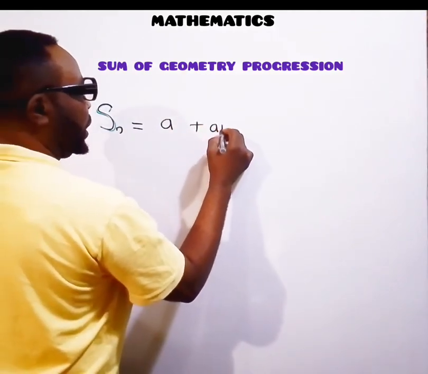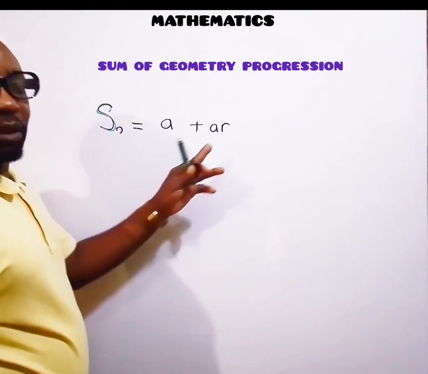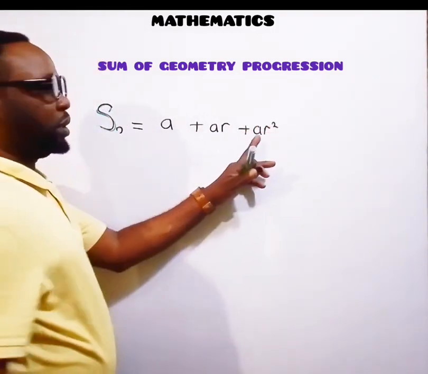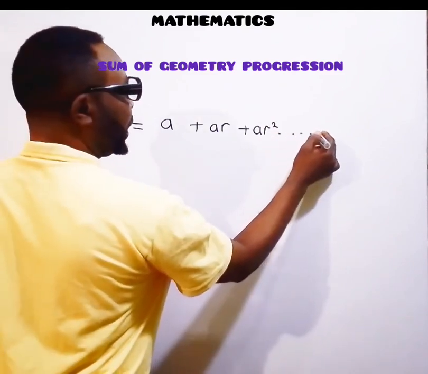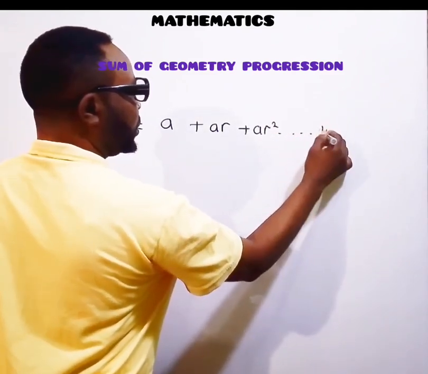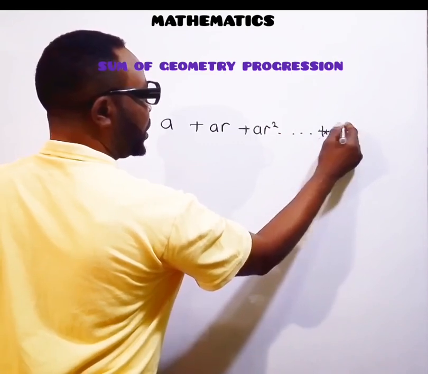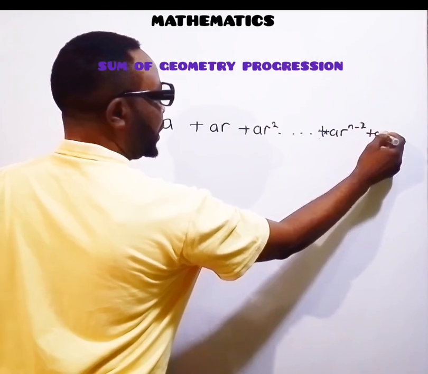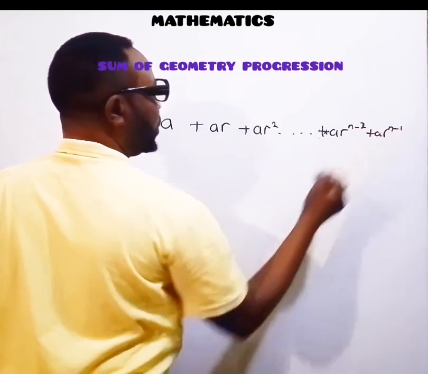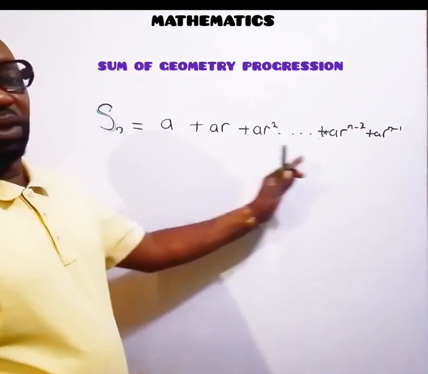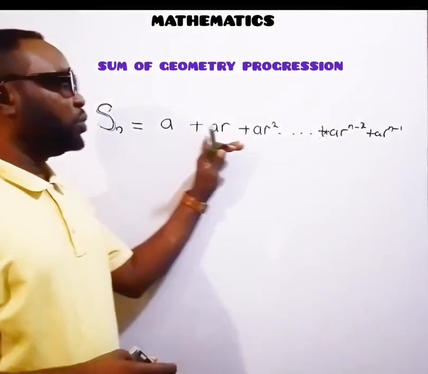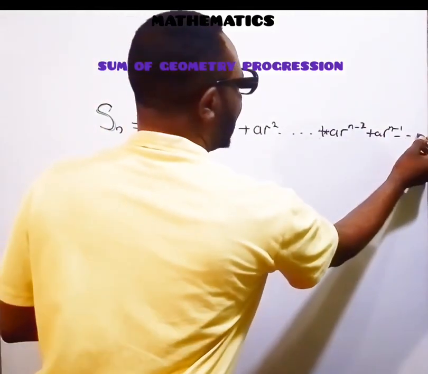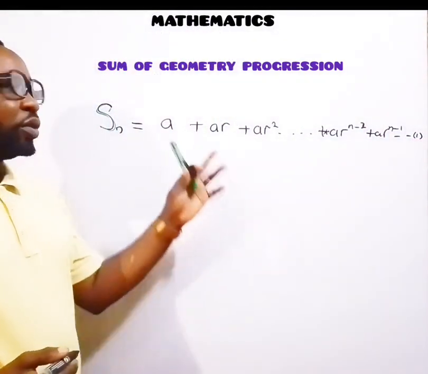plus ar, that is the second term, plus ar raised to the power of 2, this is the third term. It goes on like that, plus ar raised to the power of n minus 2, plus ar raised to the power of n minus 1. We try to add all those terms together. Let's call this equation 1.